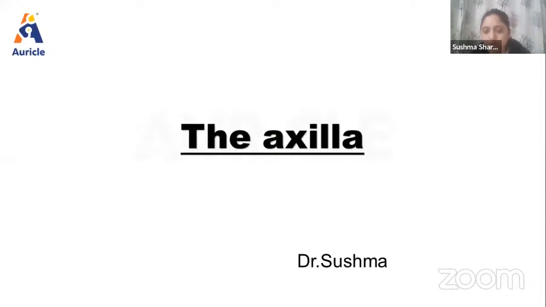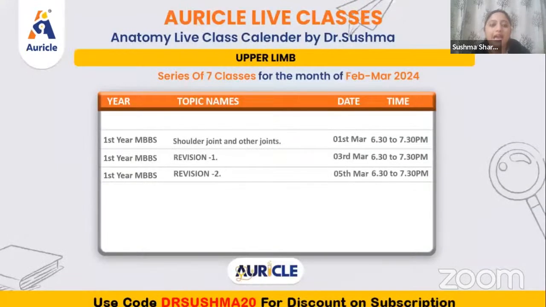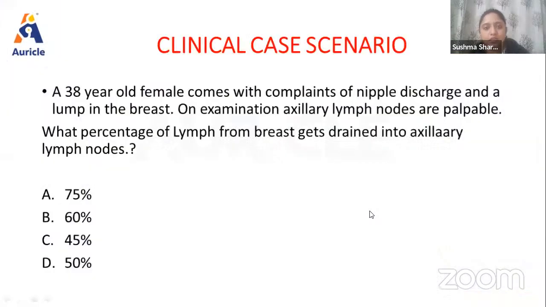And today's topic is axilla. See, axilla is the only thing that I'm covering in this topic, but I'll also be mainly concentrating on how to approach questions. That is my primary focus in this, but I'll also cover axilla because I think axilla is the only topic that is left out, which is important in this revision series. This is the schedule that we had, and today is the last class that we are doing. After day after tomorrow, we are going to be starting with neuroanatomy. And yes, so this is the clinical case scenario. Let's begin with the class.